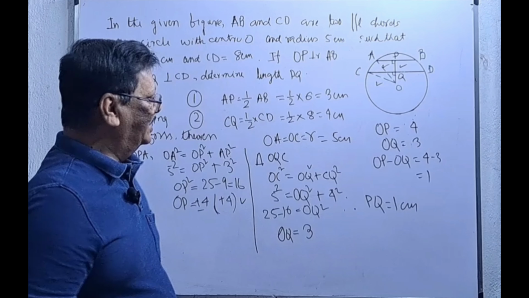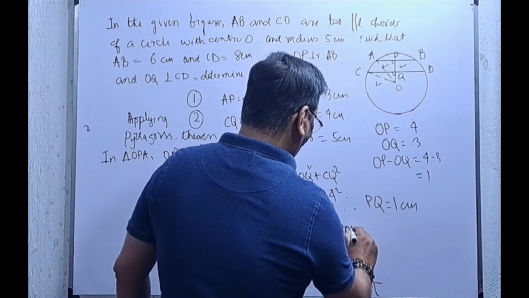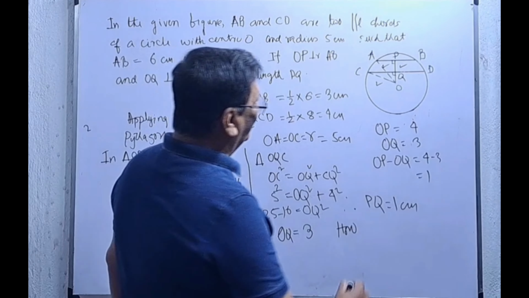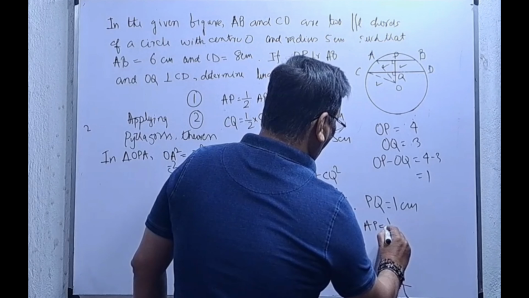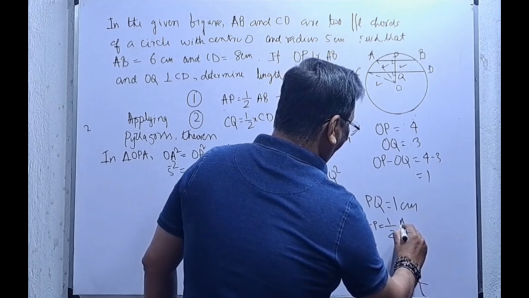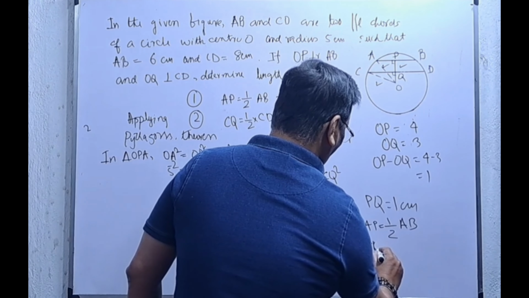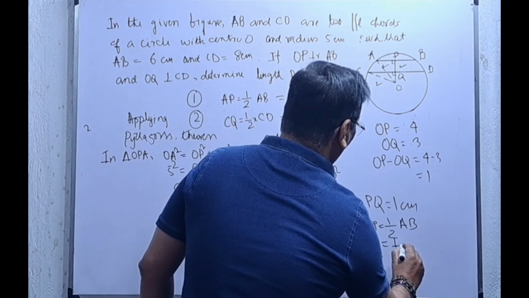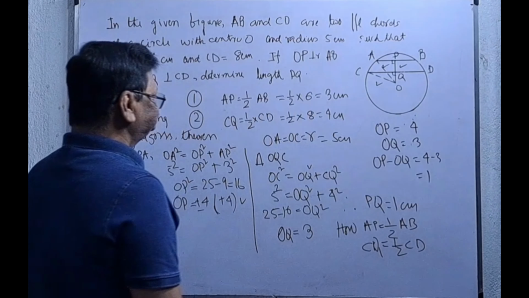Okay, the questions I will answer. The question would be, how do you know that AP is half of AB, and similarly CQ is half of CD?